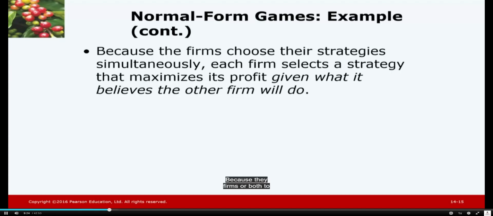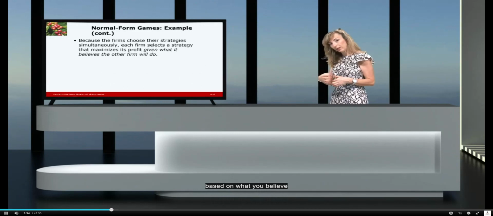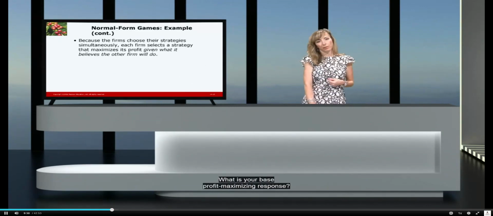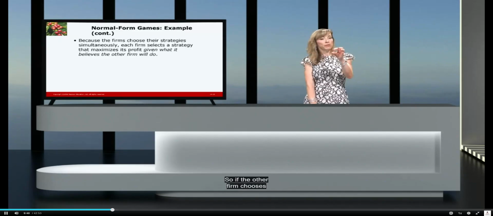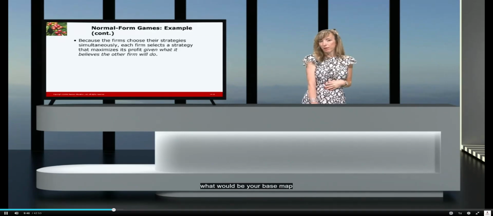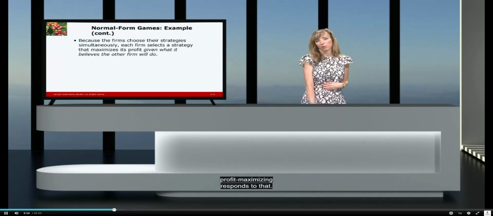Because the firms are both making these decisions simultaneously, you can't wait to see what your rival's going to do. So you've got to try and maximize your profits based on what you believe the other firm is going to do. What is your best profit maximizing response? If the other firm chooses a low output strategy, what would your best reaction be? If they choose a high output strategy, what would be your best profit maximizing response to that?